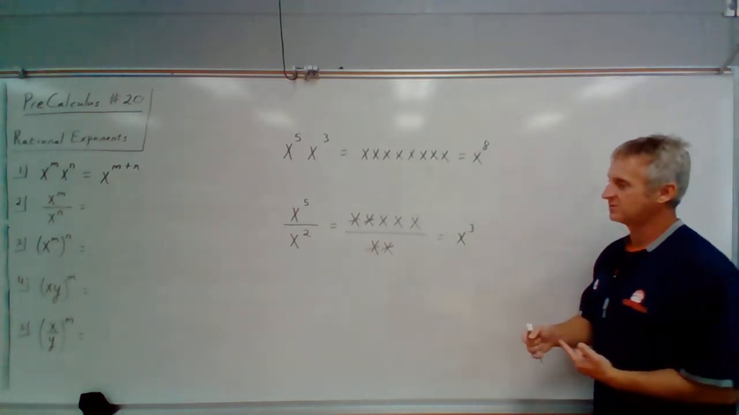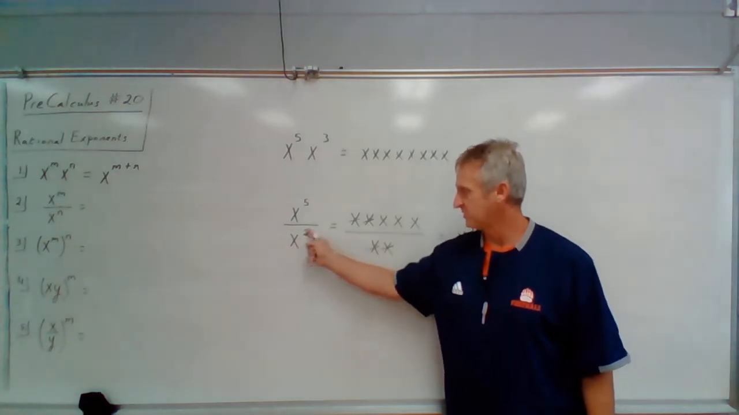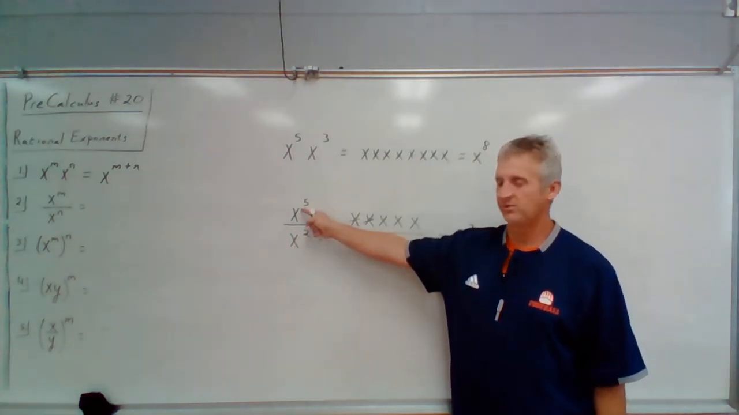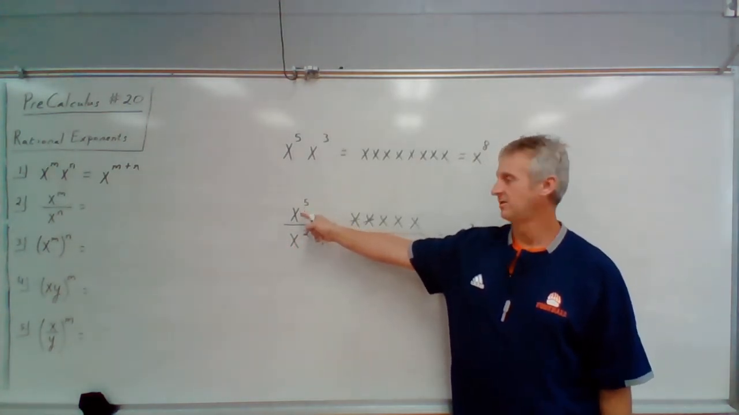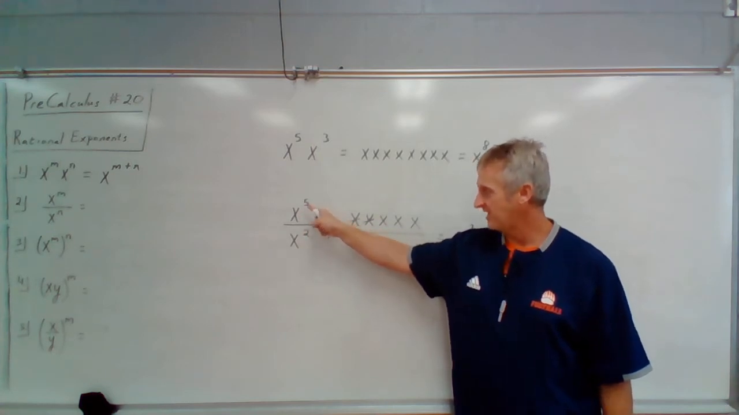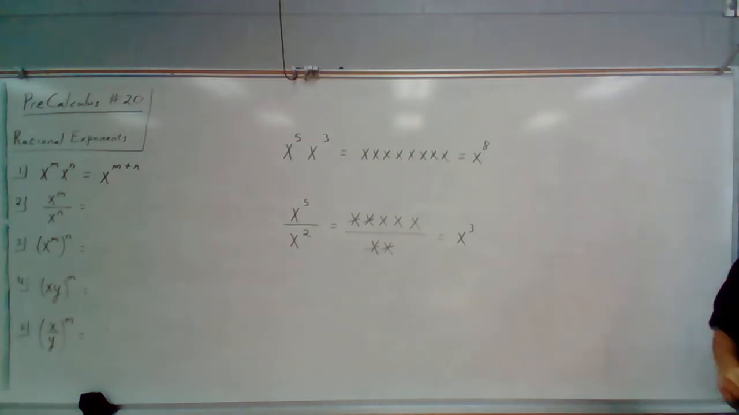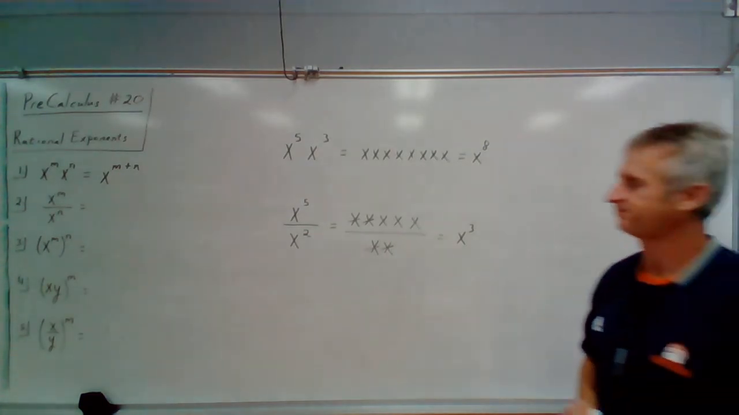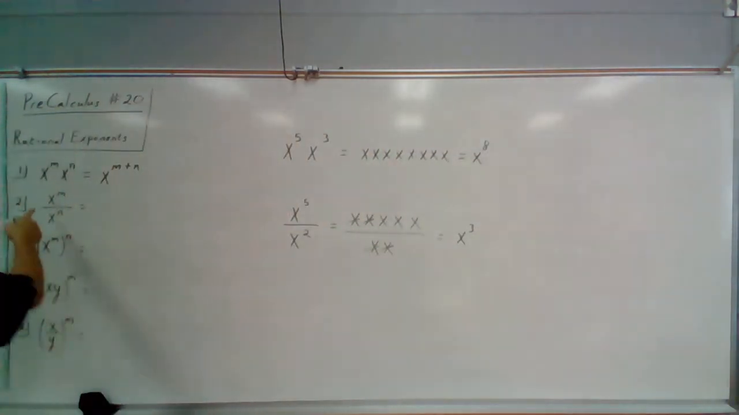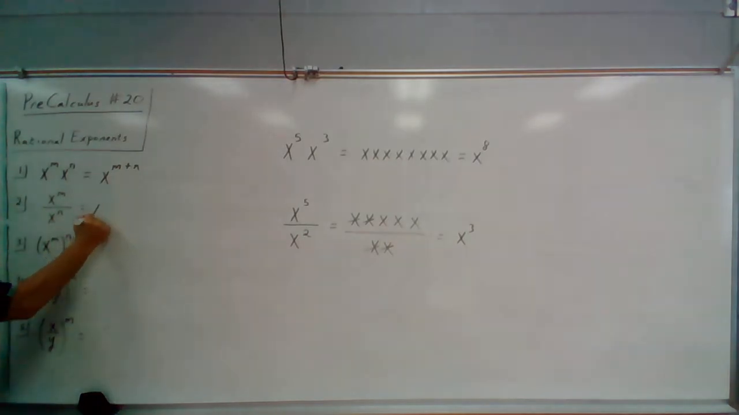So you can see why you subtract. However many x's you're multiplying down here will cancel with that many up here and leave you with that number minus that number x's multiplied together on the top. So it's pretty clear why you would subtract those exponents. Okay, so rule number 2, x to the m divided by x to the n is x to the m minus n.